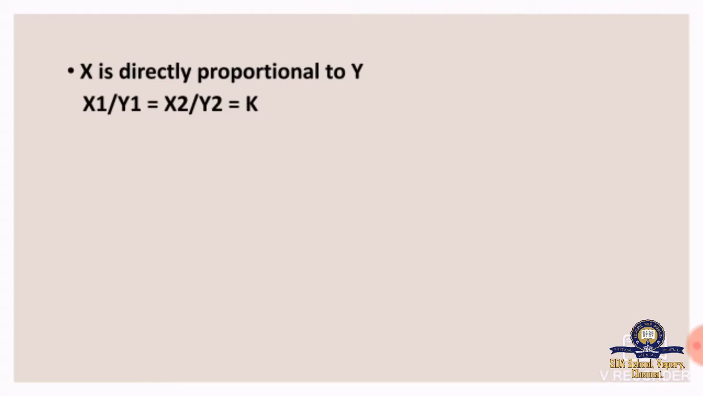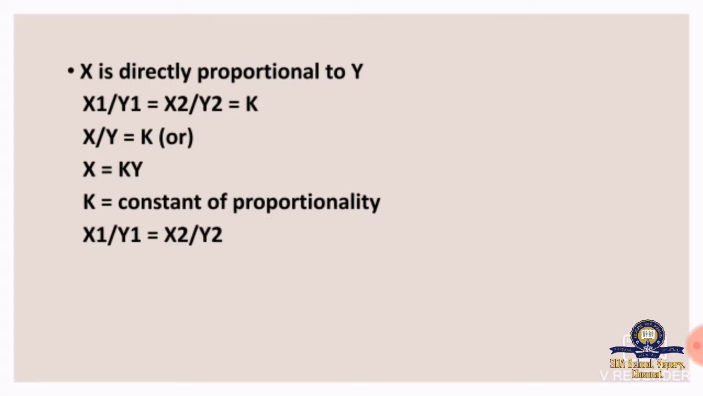Therefore x is directly proportional to y. It is written in the format x1 by y1 equal to x2 by y2 equal to k, where k is considered as the constant of proportionality. Hence, direct proportion is written as x1 by y1 equal to x2 by y2, or x1 is to y1 is equivalent to x2 is to y2.